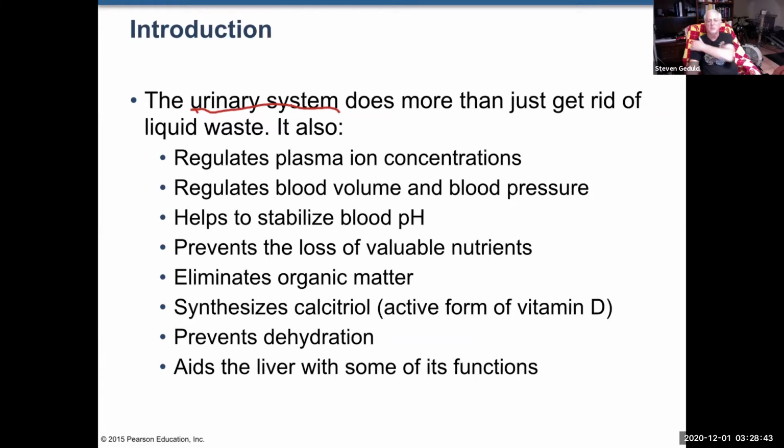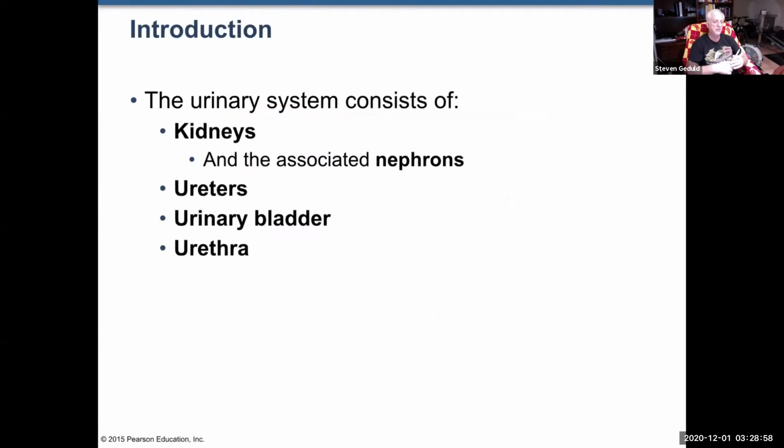It synthesizes calcitriol. Calcitriol is vitamin D. It prevents dehydration by reabsorbing water back into your system, and it aids the liver with some of its functions also. The urinary system is your kidneys and all the nephrons associated with the kidneys. These are your filtration units right here. You have your ureters, your urinary bladder, and your urethra.